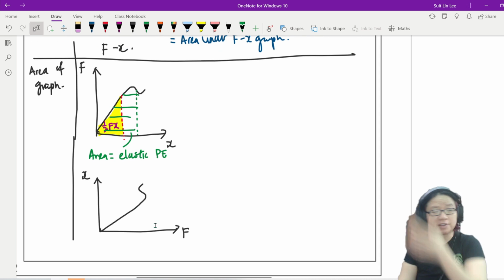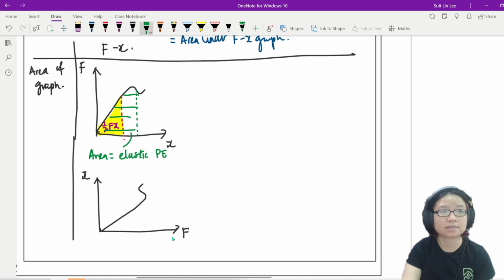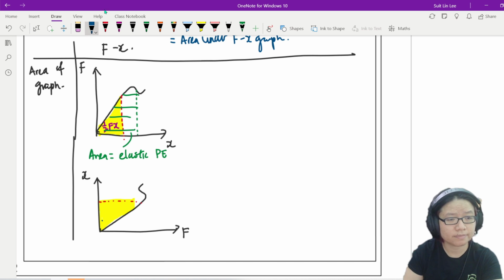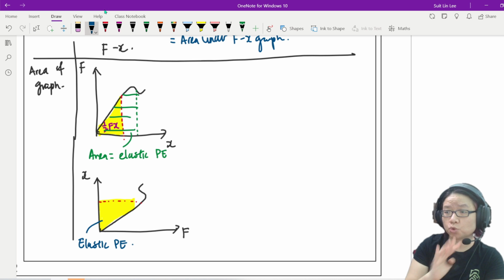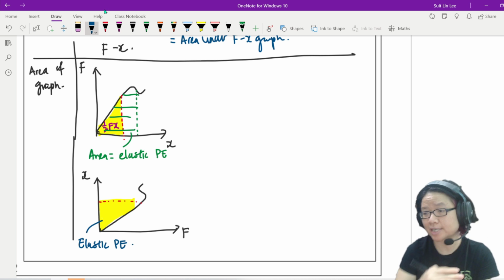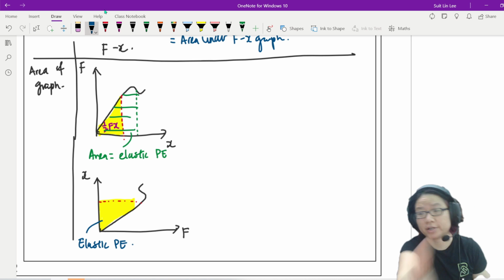But if they decided to flip the axis this way, please understand it's the area between the graph and the x-axis. So in this case, your red color point is probably somewhere here. So this is the energy stored. This area is the elastic PE, or strain energy. So it's not always half Fx. If the graph is not a straight line, or if it doesn't obey Hooke's law, then it's the area under the graph.